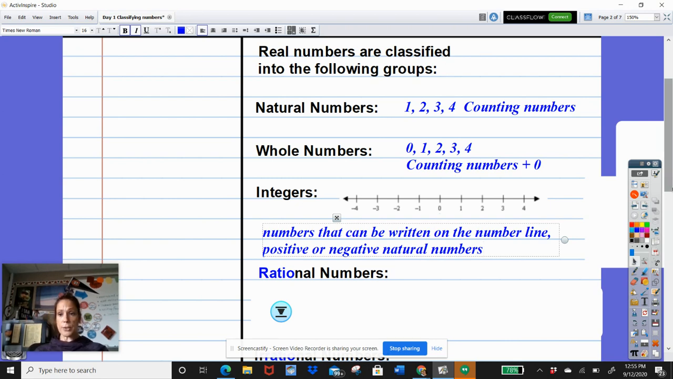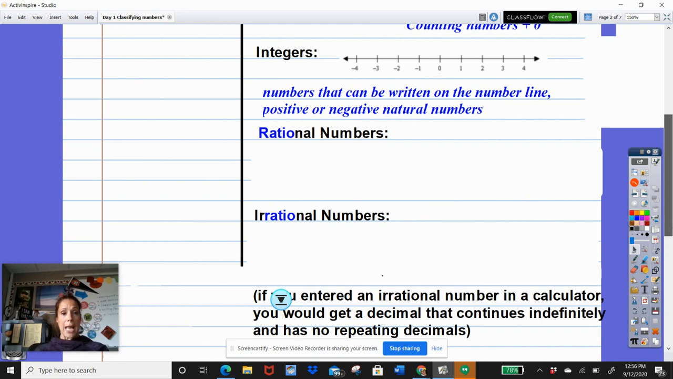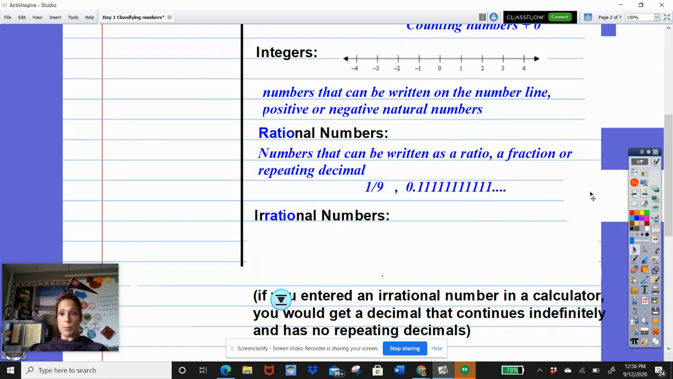And then the next group is called rational numbers. So you'll see that I put this in blue here. And so rational is really what is a ratio. And so rational numbers are any numbers that can be written as a ratio. Now these numbers can be written not just as a ratio. A ratio is like 1/9. But 1/9, you also know it as a fraction. So if you can write it as a fraction, that is a ratio.